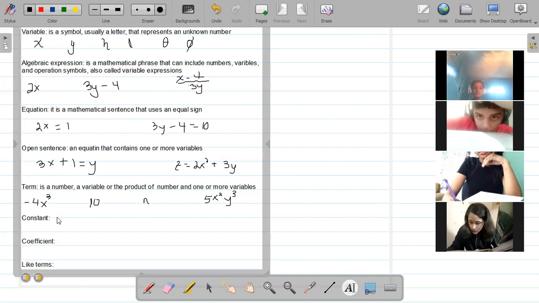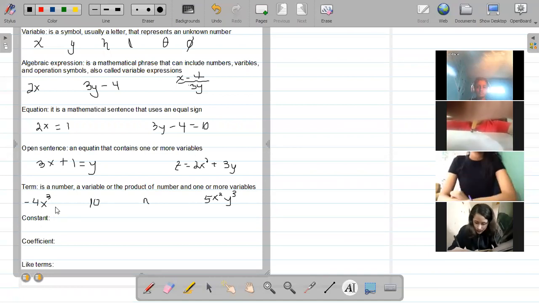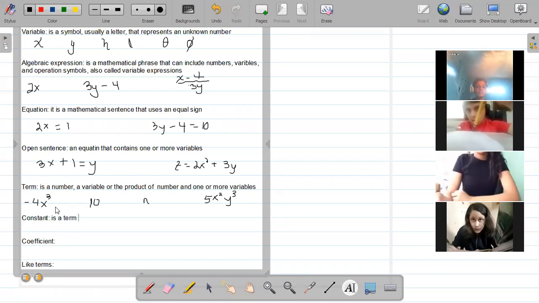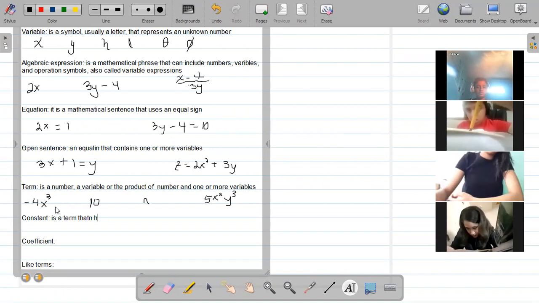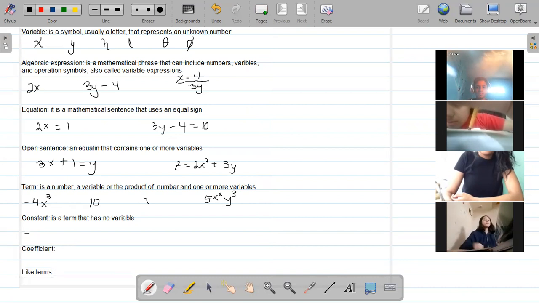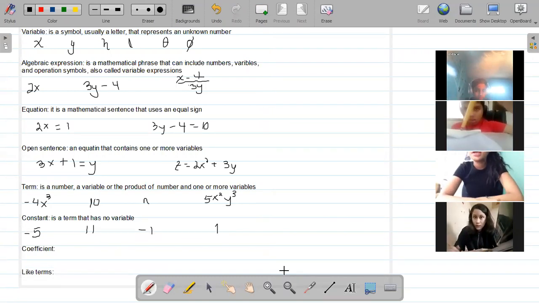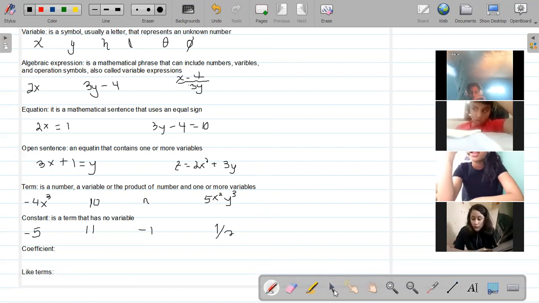okay? Now, from a term, we have also different definitions. A term can be a constant. And what is a constant? A constant is a term that has no variable, meaning just a number, okay? So any number is just a constant. So it could be -5, for example. It could be +11. It could be -1. It could be +1. All of those or any other number that you can imagine, let's say 1/2, that's also a constant, okay? Because it is just the number, okay?